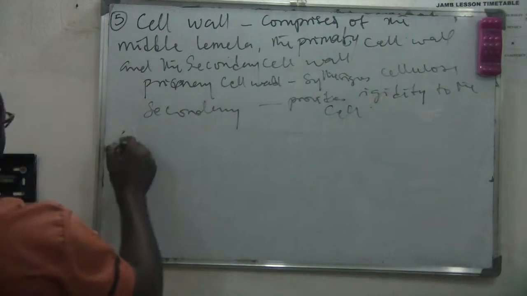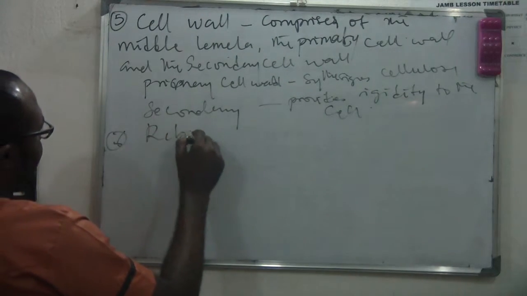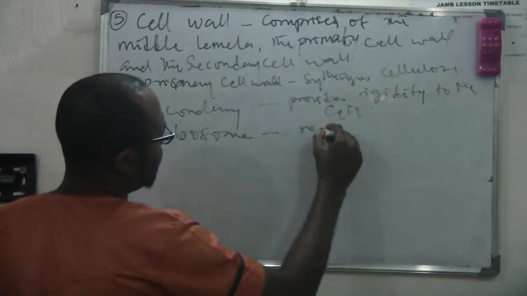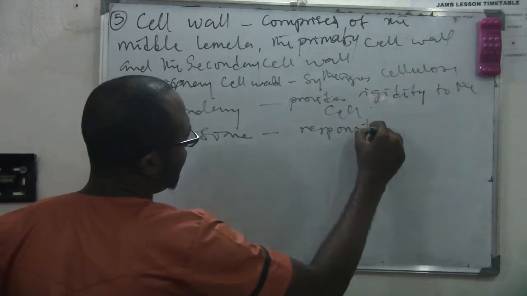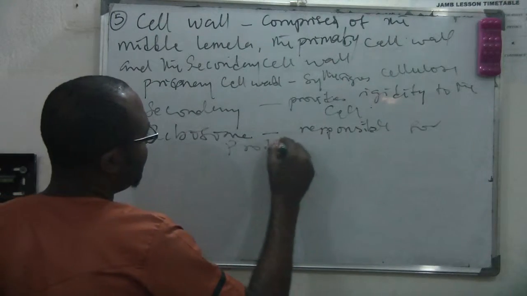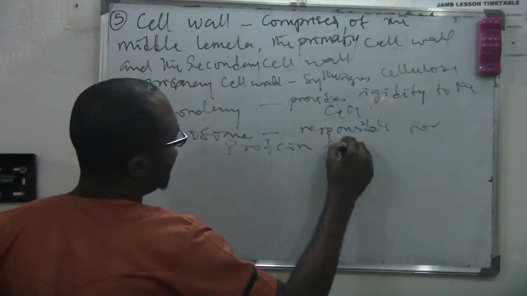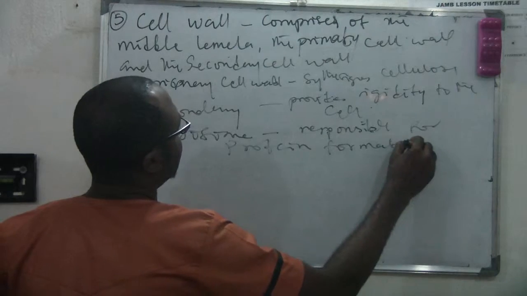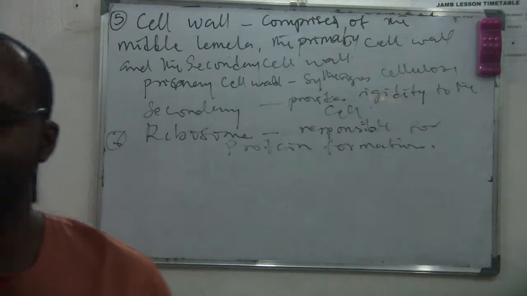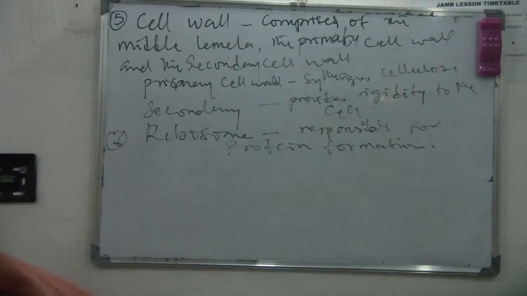Then we also have what we call the ribosome, which is responsible for protein formation. It is always found in the cytoplasm. The ribosome is found in the cytoplasm and it is responsible for protein formation.